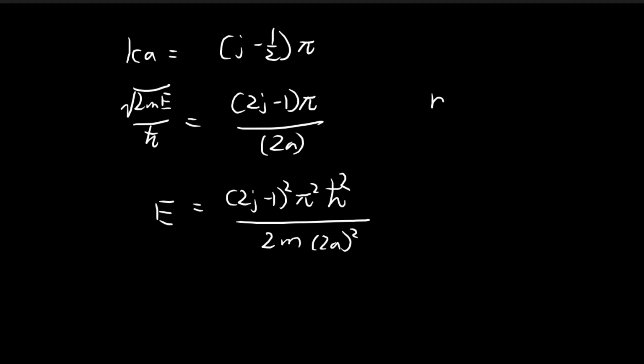So once again, compare this with Griffiths' formula. You can see that it's pretty much the same thing. And so there we have it. You can see that we have indeed obtained the energy levels for the infinite square well.